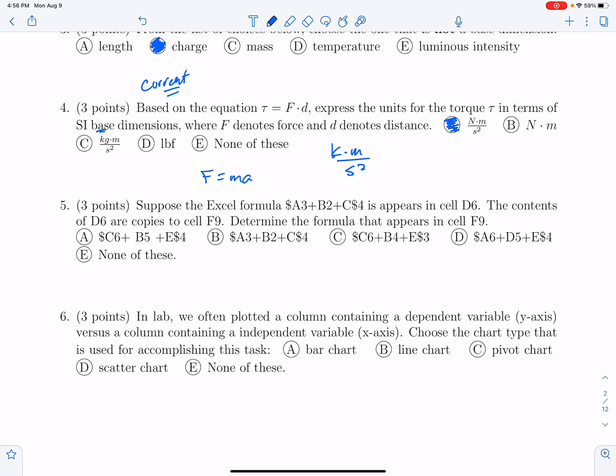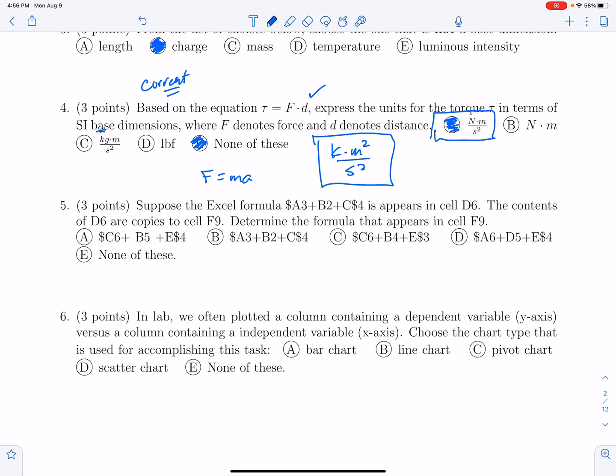Okay, and then you have distance, which adds a meter to this, so meter squared. So this is the base unit for torque, this is torque broken up into base dimensions. And you see that's not on the list, so the correct answer is none of these, but I gave credit for this one because it was kind of tricky.